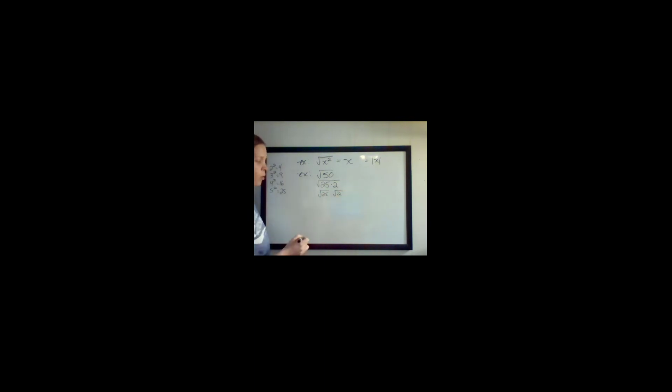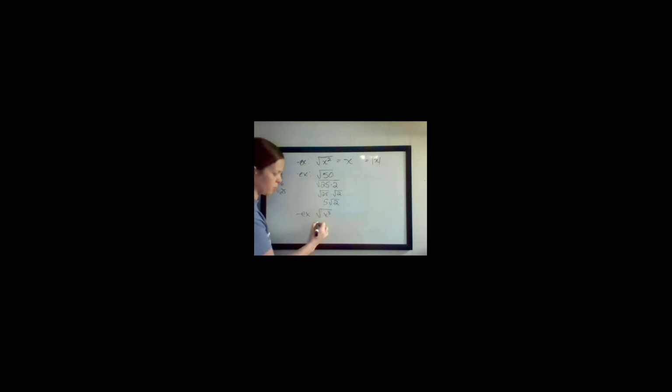So now, what we can do is break this apart. This is the same as square root of 25 times square root of 2. Now I can simplify: square root of 25 is 5. I can't do the square root of 2, so that just comes down. So 5 square root of 2 is square root of 50 simplified. Let's do that same idea with x's. We just did square root of x squared is x. How about the square root of x cubed?